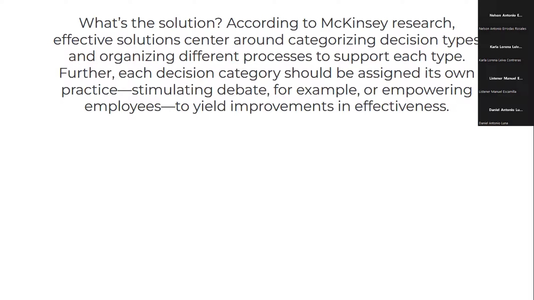Sorry, I can't get it. Okay, let's check it out. So it says, what's the solution then if we are not making very good decisions? According to McKinsey research, effective solutions center around categorizing decision types and organizing different processes to support each type. So according to this person, two things are important when you are trying to do decision making. First is categorizing. And second one is organizing the processes to support each type of decision making.